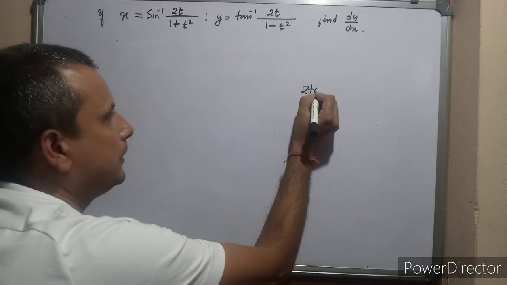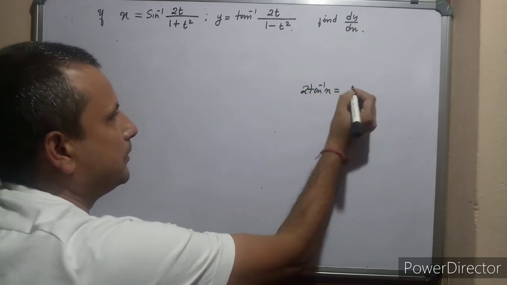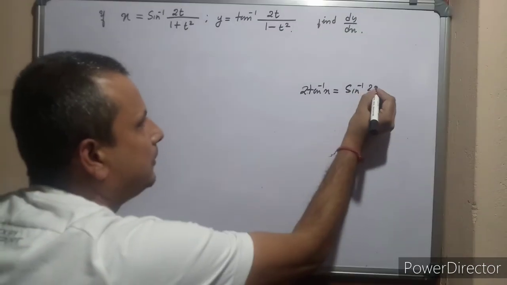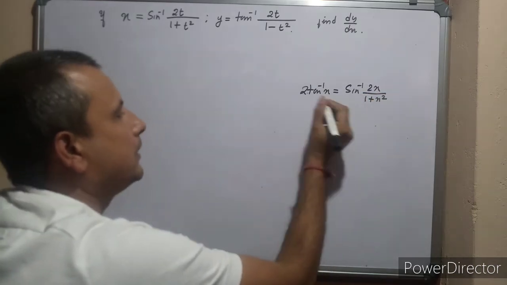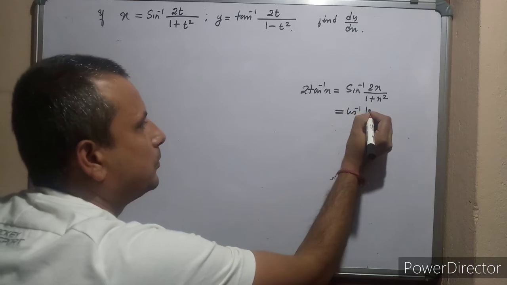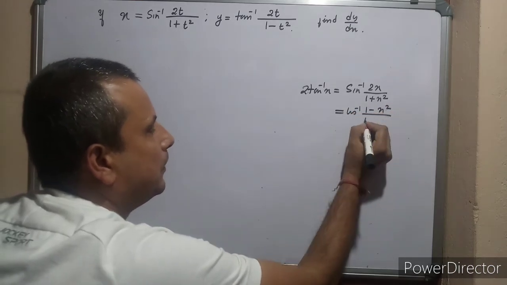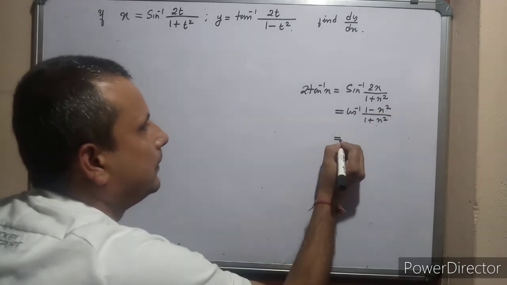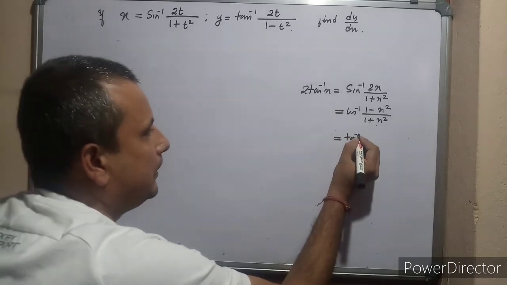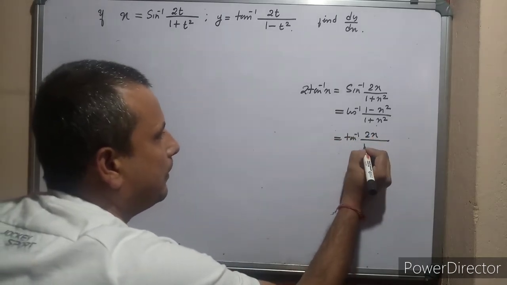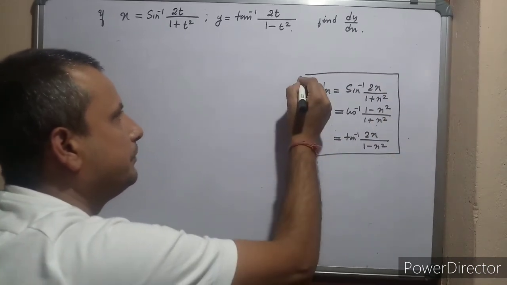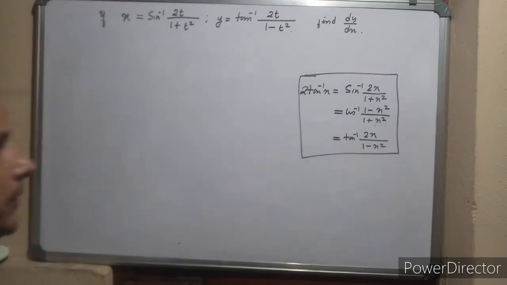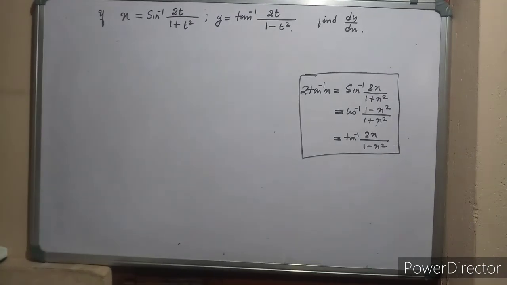Now we can convert 2 tan inverse x in terms of sine inverse. The formula is sine inverse 2x over 1 plus x square. We can convert these in terms of cos inverse also: cos inverse 1 minus x square over 1 plus x square. And in terms of tan inverse: tan inverse 2x over 1 minus x square. We did these things in the inverse trigonometric functions chapter. Videos are there, you can watch the videos and revise these things.